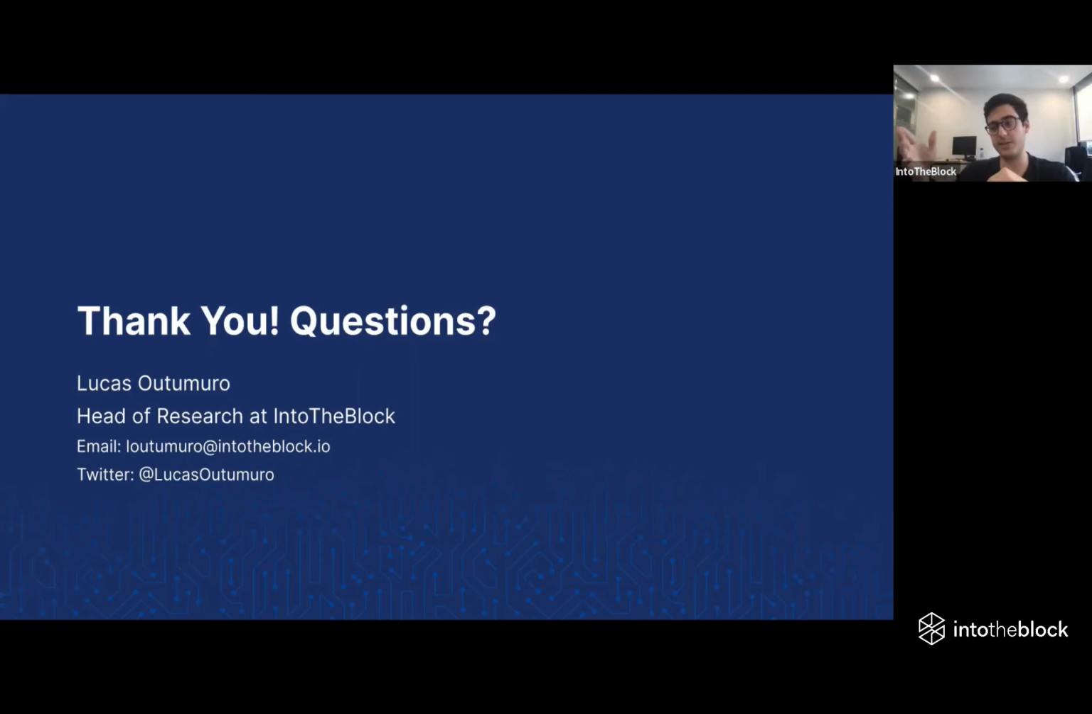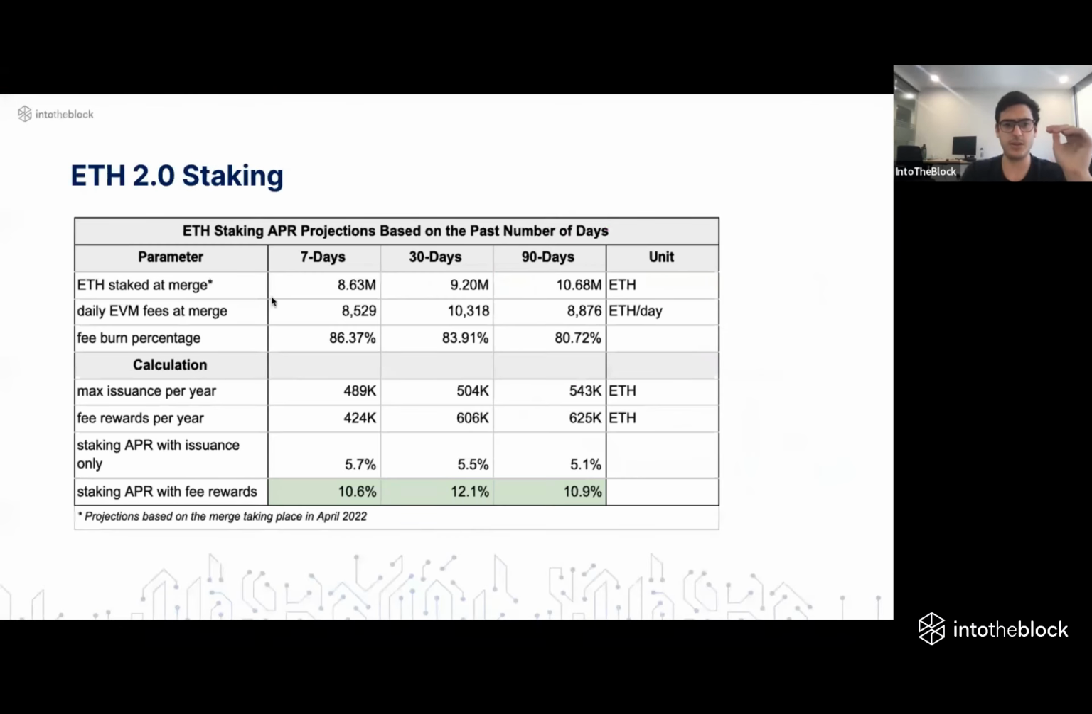And what affects this is the number of validators that are staking. I have a good slide on this. The parameter affecting these APRs, in the case of Ethereum in particular, is the amount of ETH staked. This amount varies, but essentially the more ETH that's staked, the less the reward is. These are my calculations based on the 7-day, 30-day, and 90-day growth. Based on the 90-day growth, I project 10.68 million ETH to be staked in the staking contract.